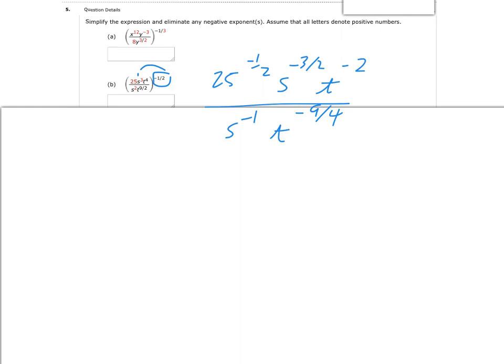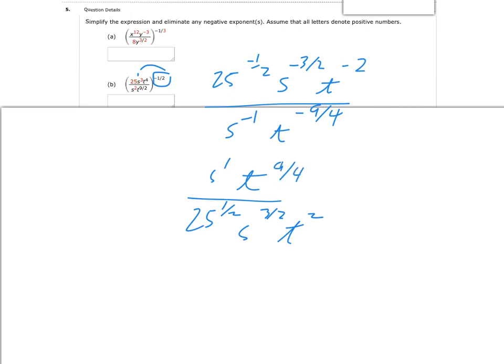All right, next step, I would move all my negative exponents, which is pretty much everything. So on the bottom, I'm going to have 25 to the 1/2, s to the 3 over 2, t squared. On the top, I'm going to have s, s to the first if you like, and then t to the 9 over 4.